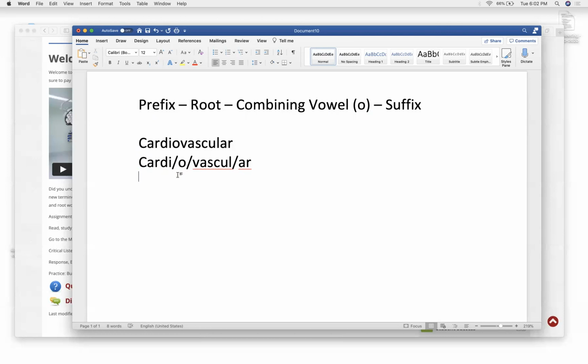So the roots here are cardi, which we already learned means heart, and vascul, which is all the tubing that you have in your body. So a cardiovascular surgeon not only deals with your heart, but also deals with the vasculature. And the vasculature are all the tubes or blood vessels. They call them vessels because they carry blood from one place of your body to another.